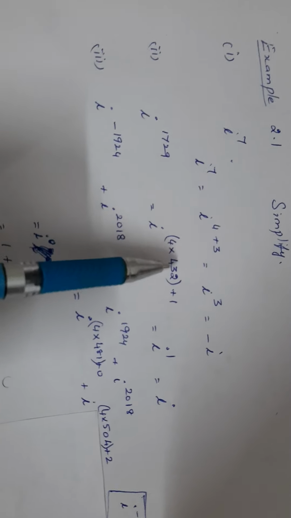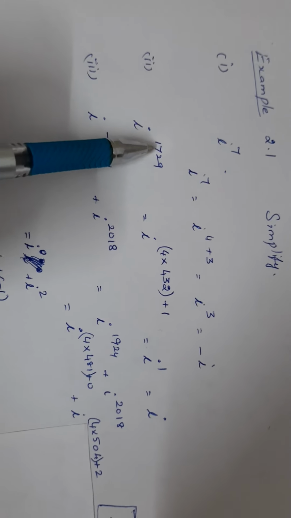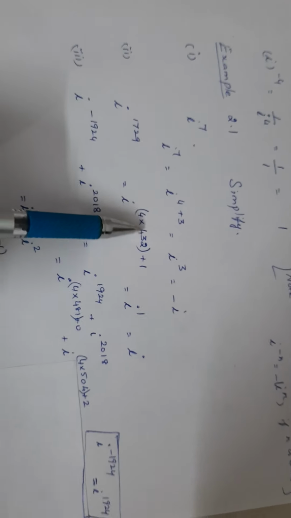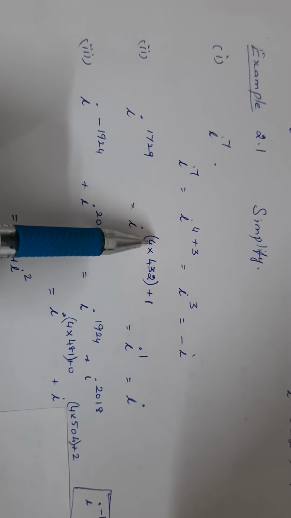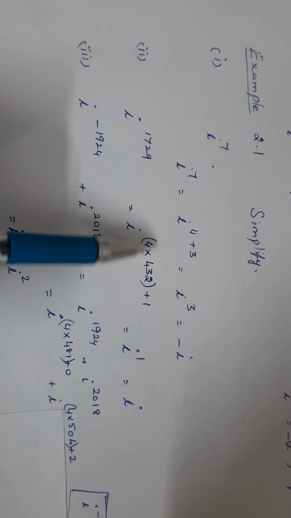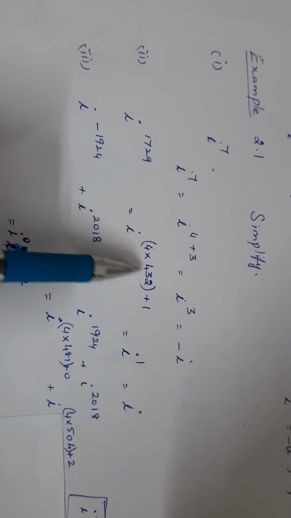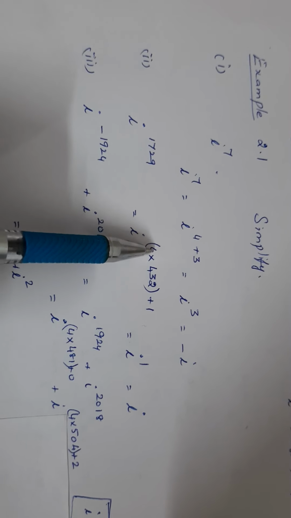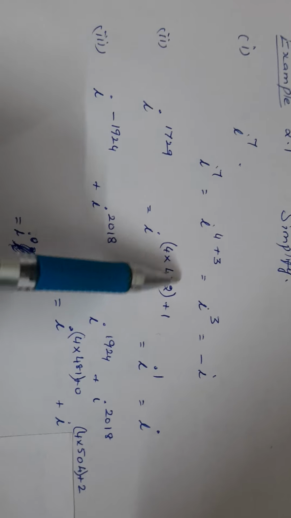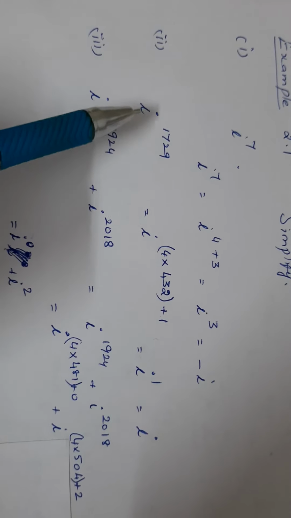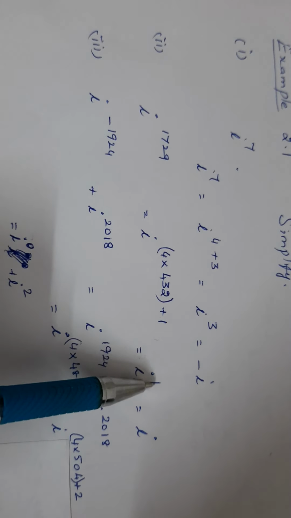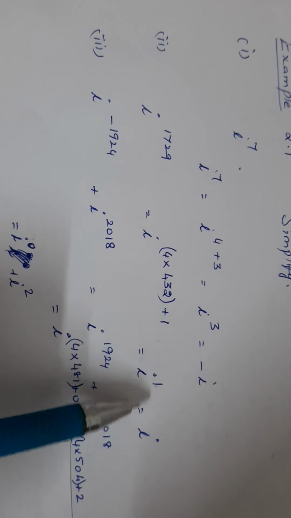Then i power 1729 is a very big number, so you have to divide it by 4. When you divide, you will get the quotient as 432 and the remainder is 1. So we can write it as 4 into 432 plus 1. Whatever the quotient may be, the value is going to be 1 as it is a multiple of 4, so we don't bother about the quotient. Leave it and look at the remainder, which will be the answer. So i power 1729 will be equal to i power 1, which is equal to i.